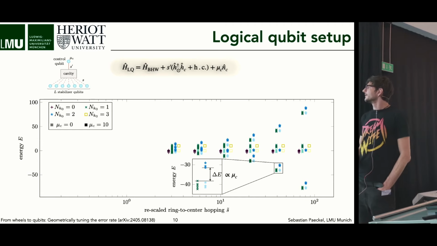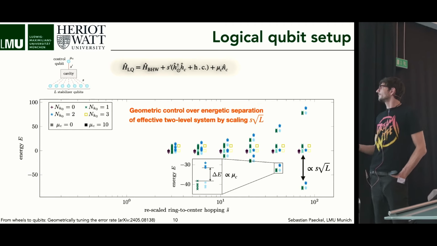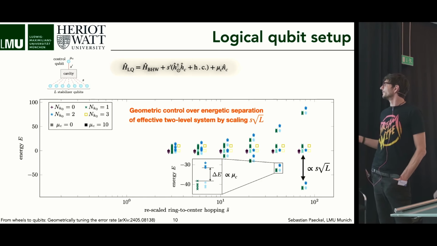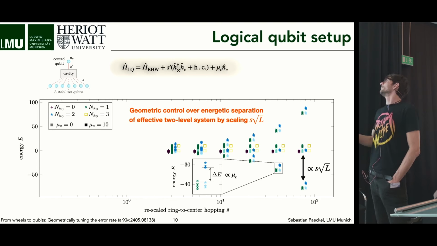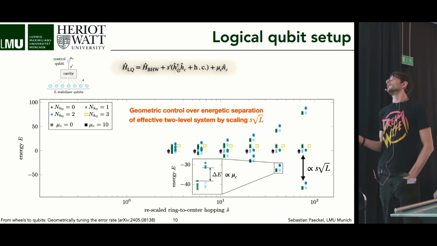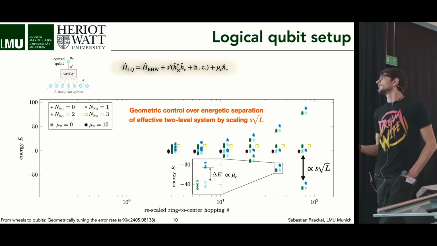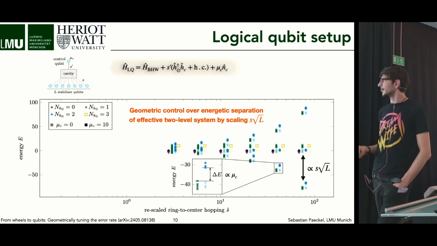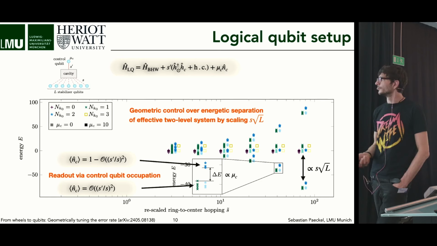Okay, let's have a look at this in a little bit more detail. So first of all, as I already told you, we see the same energetic separation of these clusters from the remaining part of the many-body spectrum by cranking up the number of lattice sites on the outer ring. We then called them stabilizer qubits. And also the splitting of these two clusters here is now controlled by the chemical potential, or the frequency detuning of the control qubit.